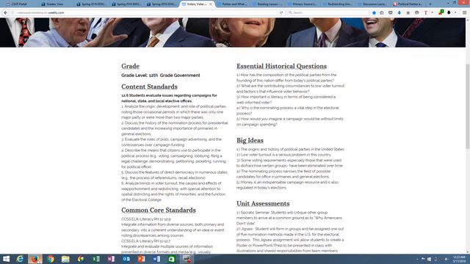The big ideas covered in the unit are as follows. The first one is the origins and history of political parties in the United States. Number two is low voter turnout is a serious problem in this country. Let me repeat that again. Low voter turnout is a serious problem in this country.